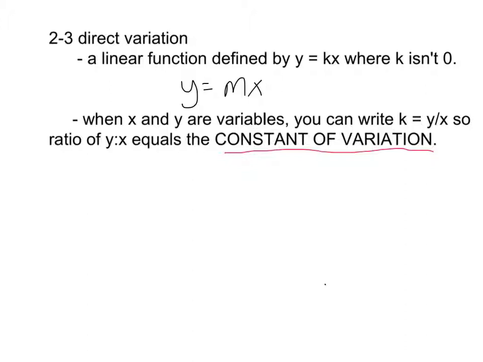So what does that mean? Your graph is always going to go through the origin. When x and y are variables, you can write k equals y over x, so the ratio of y to x equals the constant of variation.